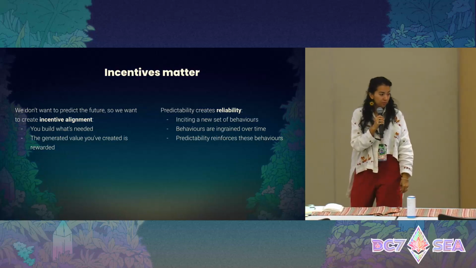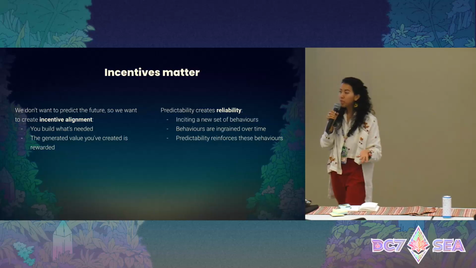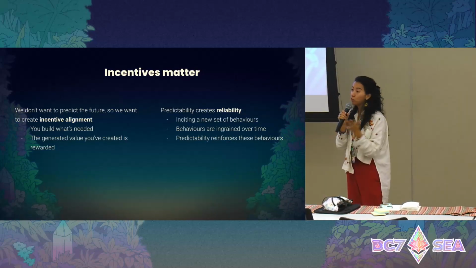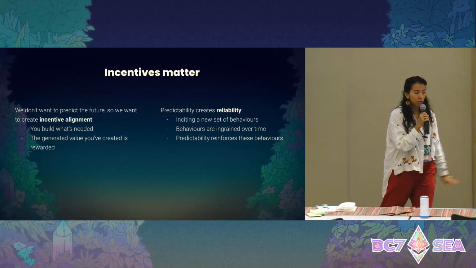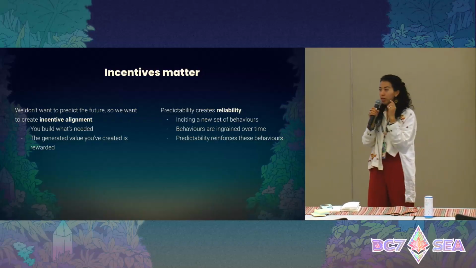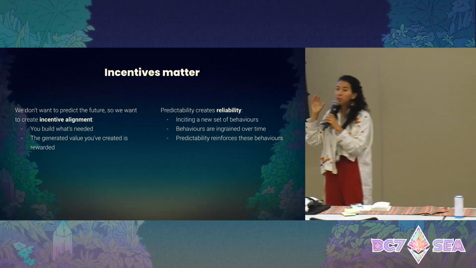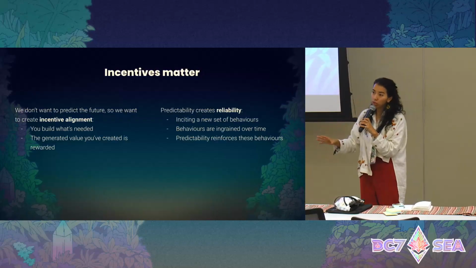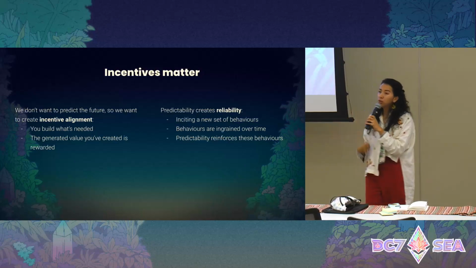And in terms of incentives, as I mentioned before, with this type of mechanism, we're looking at not predicting. We're not trying to predict the future. We're trying to assess what has already been useful. So we want to align incentives. So the hypothesis here with this mechanism is that people out there will build what matters to this ecosystem or to this community. And once they've generated this value, they're going to be rewarded for it.